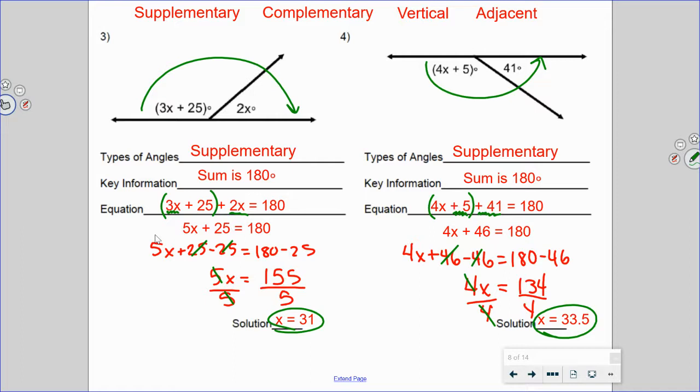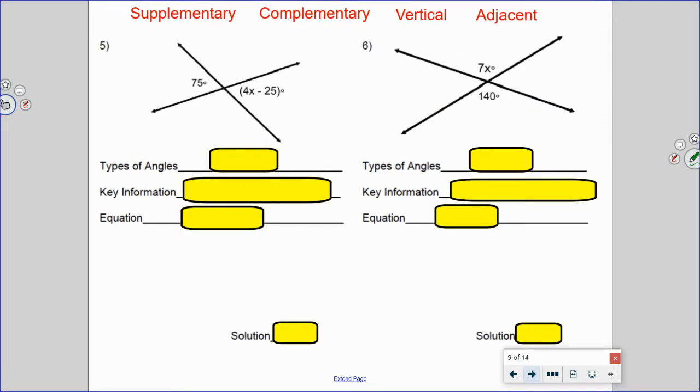Now think about it. 4 sets of 33 and a half is 120, 132, 134. 134 plus 5, 139. What's 139 and another 41? Check. 180 degrees. So you can always check your solutions. Pause, rewind, copy your notes, come back when you're ready. Onward we go.